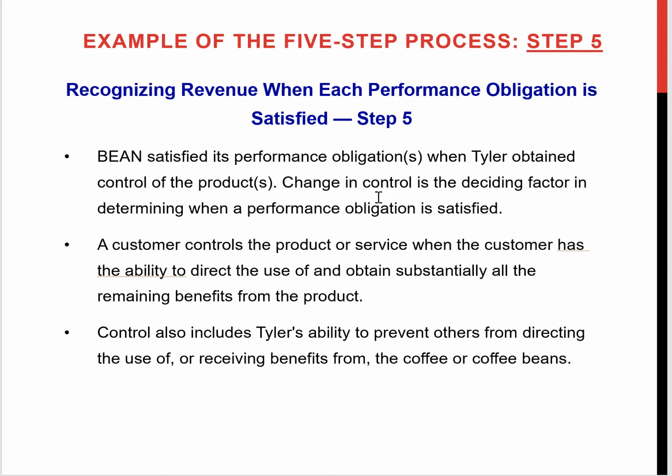So remember, they have to transfer the goods and services, and you need to make sure that the customer now has control over the product or services. So when Tyler receives the bagels and coffee or coffee bean bag, now Tyler has control over those products. Now the company can record those revenues.